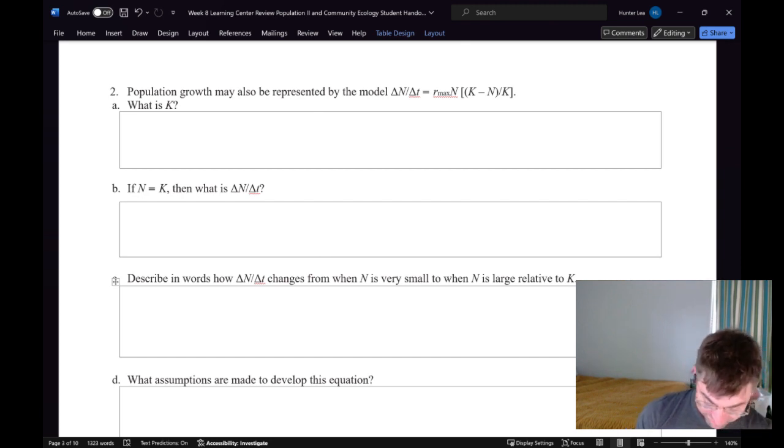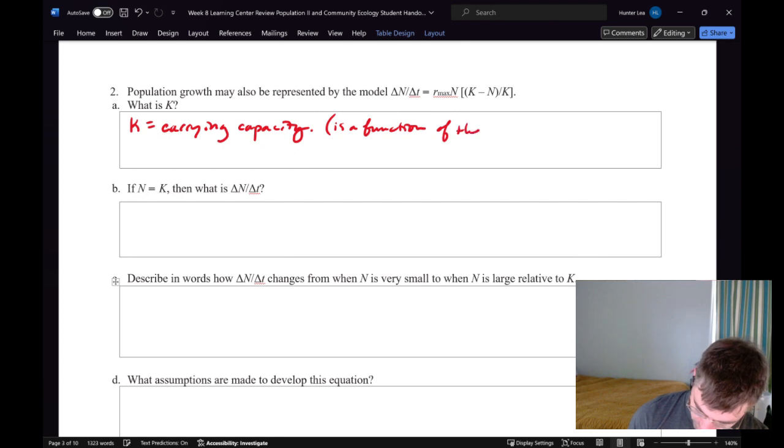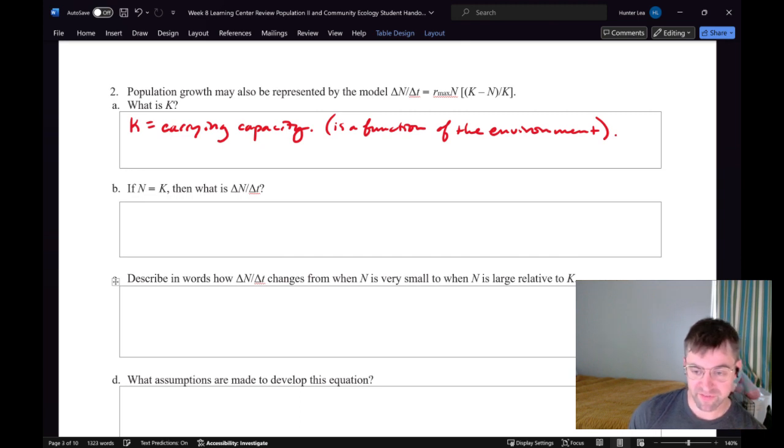So what is K? K is carrying capacity, and carrying capacity is the number of individuals that can be sustained over time. K is a function of the environment. Eventually, you're going to run out of space. Eventually, you're going to run out of food. The environment can no longer sustain the number of individuals that are in that space. That is that environment's carrying capacity for that population.